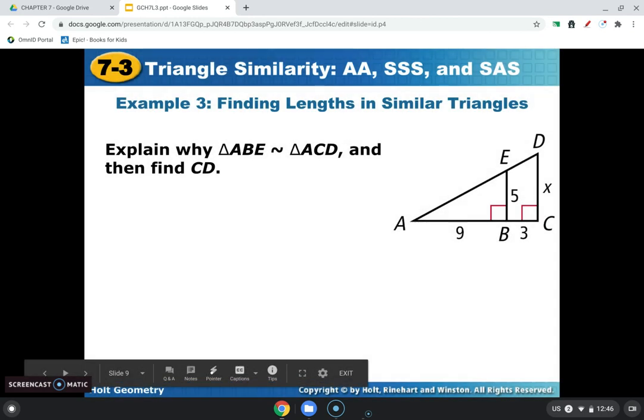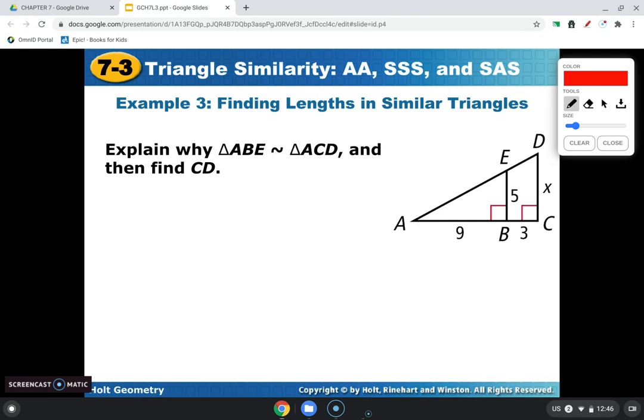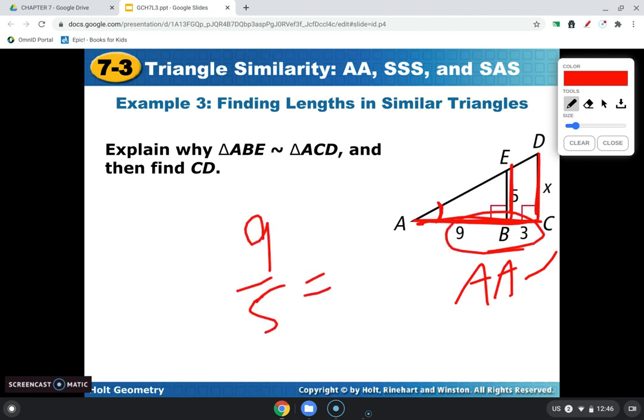All right, explain why ABE and ACD are similar, then find CD. Well, you can see that we've got 2 right angles, and then they share A, so those would be similar by angle-angle. Then we've got to set up a proportion to find CD. Now remember, you got to think whole triangle. So that's a triangle, and that whole thing is a triangle. So I'm going to say 9 to 5 is this whole distance, 12 to x to solve. So take out my calculator, solve the proportion. 6 2/3 would be x.